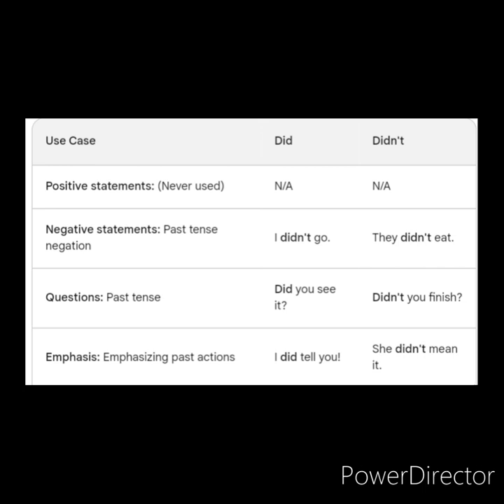Remember, did and didn't are always followed by the base form of the verb. Here in this table also, we can see that the verb is used in base form along with did or didn't. What are the base forms used here in this table? Let us see. Go, eat, see, finish, tell, mean.